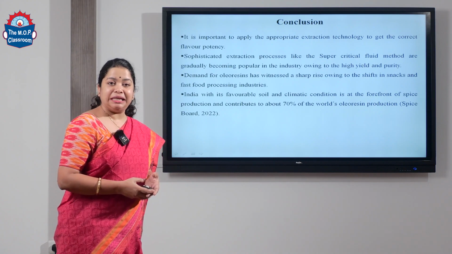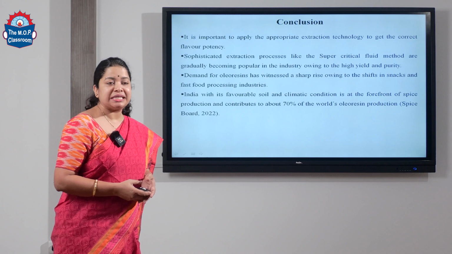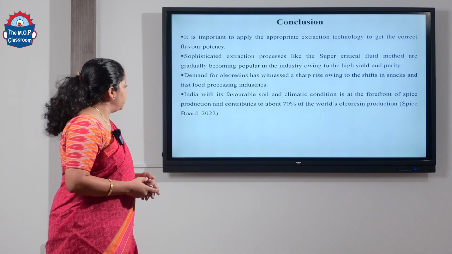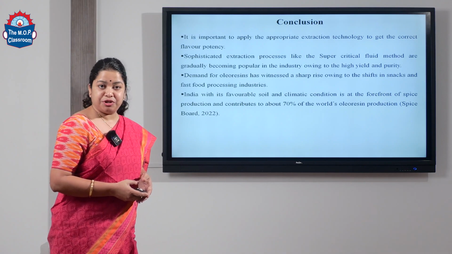These oleoresins are widely used in the preparation of different foods like snacks and fast foods, which are increasing in the market these days. India contributes about 70% of the world's oleoresin production.